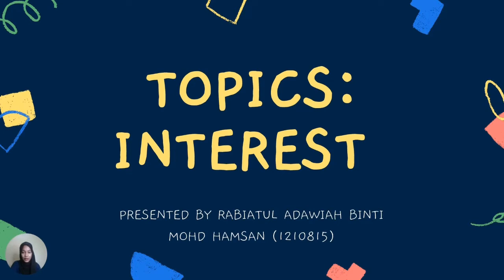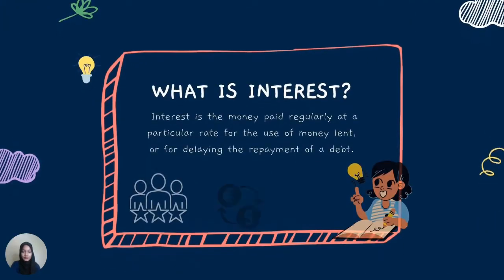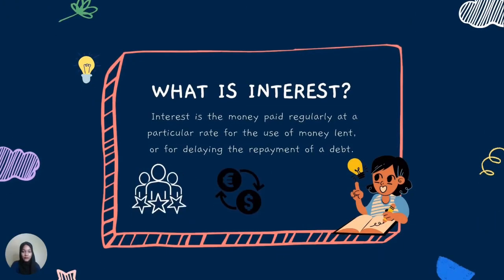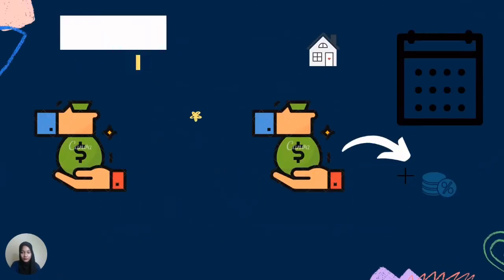So today I will talk and show you how to calculate my subtopic of our grouping assignment, which is interest. Firstly, what is interest? For your information, interest is the money paid regularly at a particular rate for the use of money lent, or for delaying the repayment of a debt.